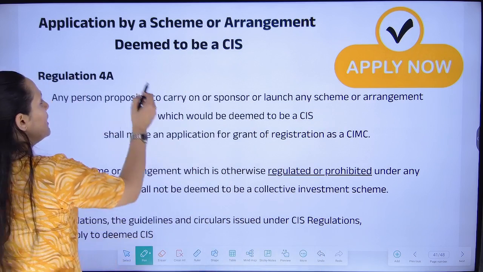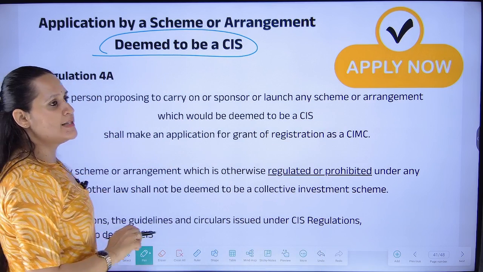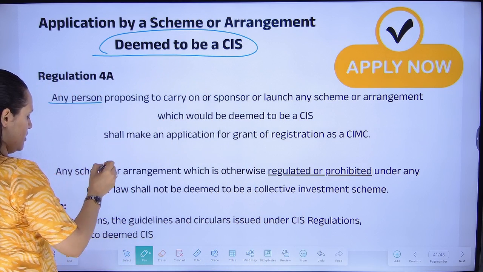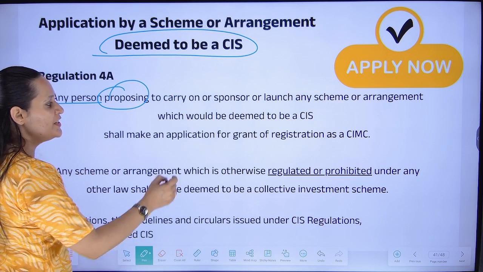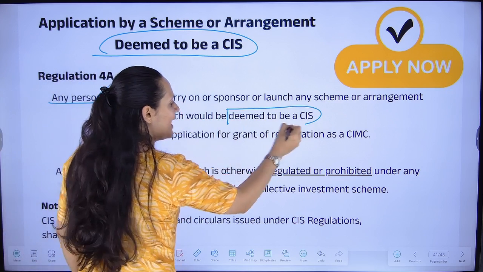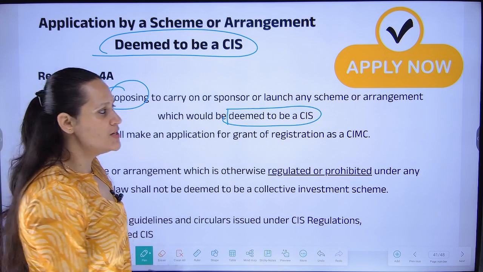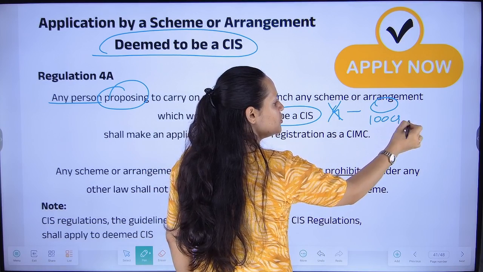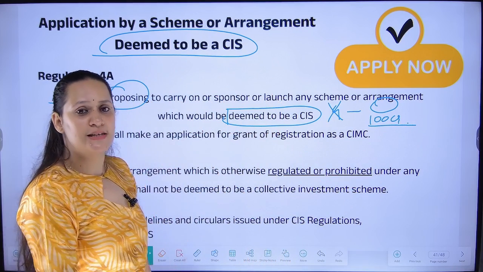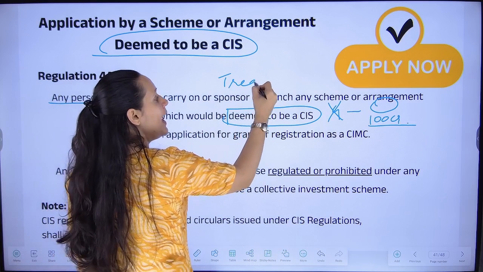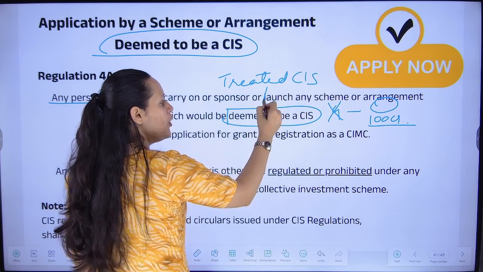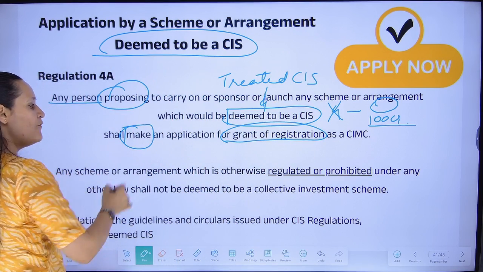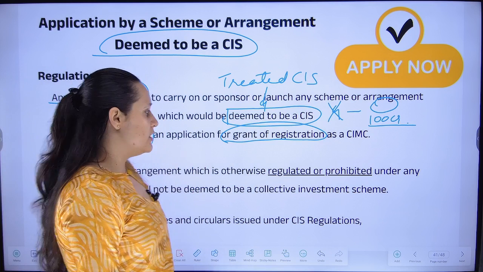Next one is deemed CIS. Even deemed CIS have to obtain the certificate of registration. They say that any person who is proposing to carry on or launch any scheme which is going to come under the category of deemed to be CIS, that means they are not satisfying the four eligibility criteria, but the pool of money is 100 crore rupees or more. That is why they are called a deemed CIS. They are going to be treated as a CIS, and because they are treated as a CIS, they also have to obtain a certificate of registration from SEBI. That is why they have to make an application to SEBI for obtaining the certificate of registration.